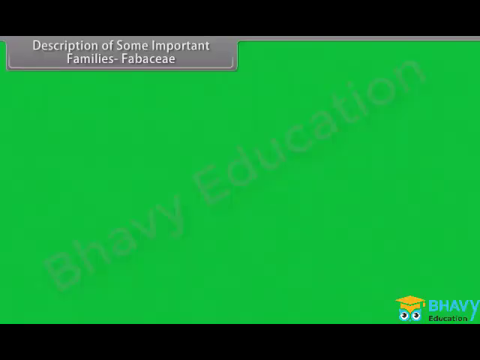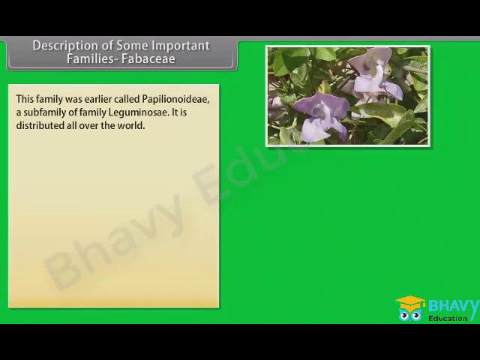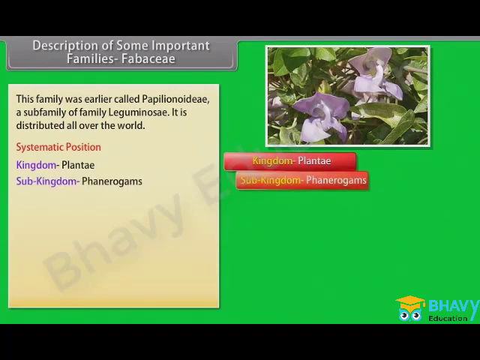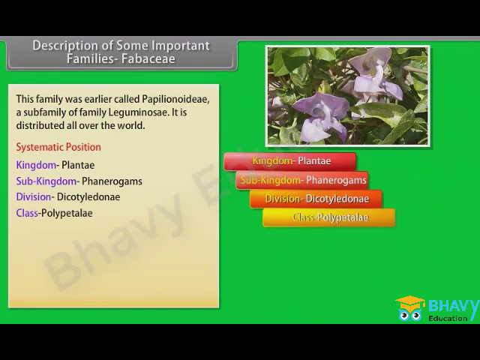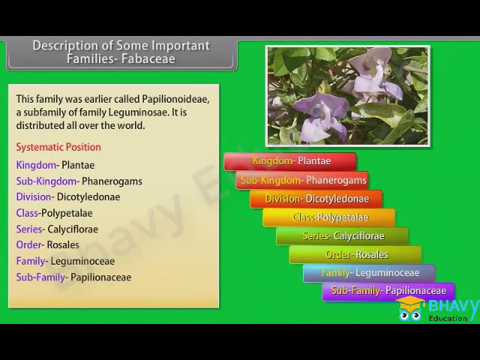Description of some important families. Fabaceae. This family was earlier called Papilionatae, a subfamily of family Leguminosae. It is distributed all over the world. Systematic position. Kingdom Plantae. Subkingdom Phanerogams. Division Dicotyledonae. Class Polypetalae. Series Calyciflorae. Order Rosales. Family Leguminosae. Subfamily Papilionatae. Family Fabaceae.